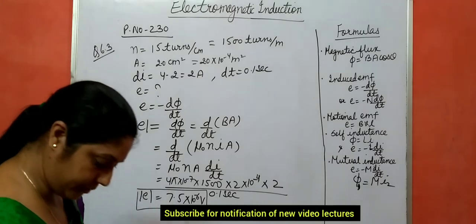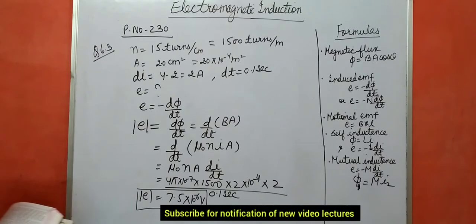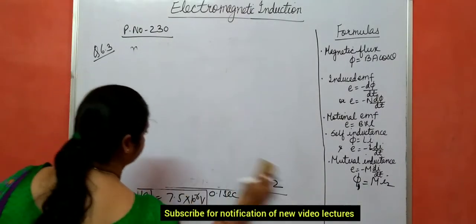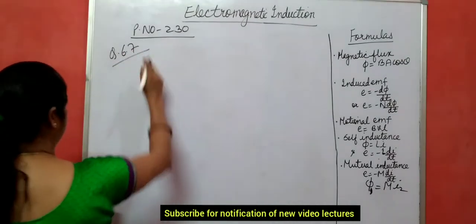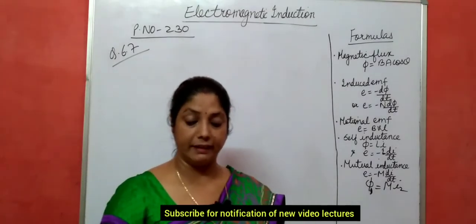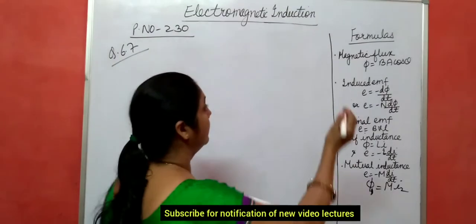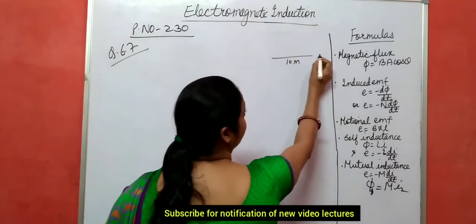Okay, next one, I will take question number 6.7. Right? Note down. Question number 6.7. In this question, it is given that a horizontal wire, 10 meter long, is extending from east to west. The length of the wire is 10 meter and it is extending in the east to west direction.